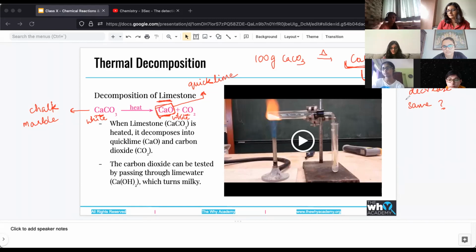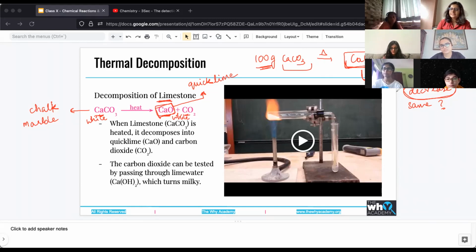Ma'am, CaO's mass will decrease because its carbon and oxygen have been lost in carbon dioxide also. Correct. When I initially took this calcium carbonate, its mass was 100 grams, but carbon dioxide escaped from it, which means whatever I have remaining should be less than 100 grams, the mass should decrease. So that's hint number one: because the mass has decreased, calcium carbonate has not remained as it is, it has changed somehow, and mass has been lost, meaning some of it has escaped into the atmosphere.